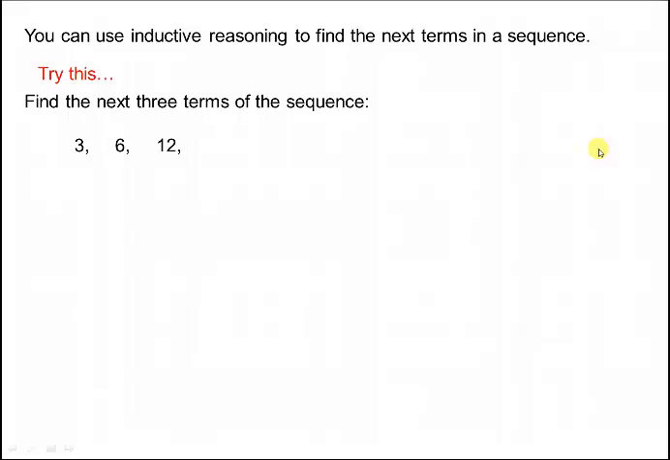So let's give it a try with this sequence. We've got 3 terms in a sequence, 3, 6, and 12, and what's the pattern we want to look for? If we look at that, we can see that 3 times 2 is 6, and 6 times 2 is 12. So maybe that's the pattern. Maybe we're just multiplying by 2 each time, or doubling it. And if that's the case, then our next terms would be 24, 48, and 96.